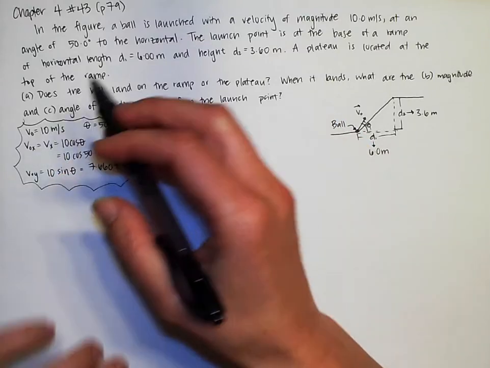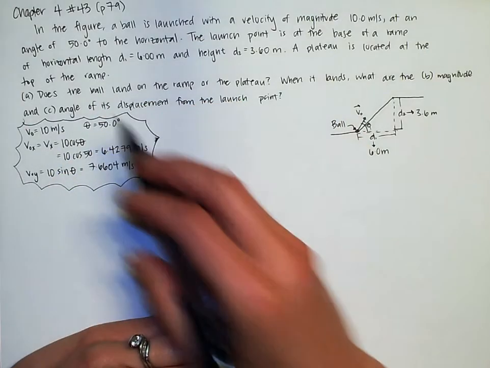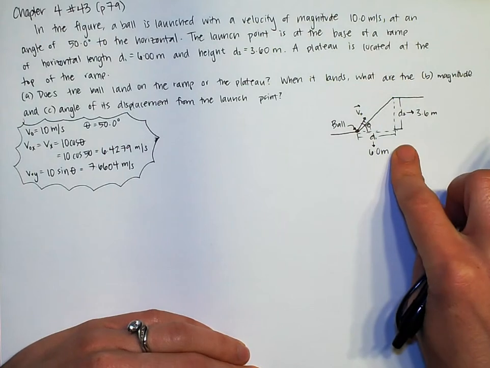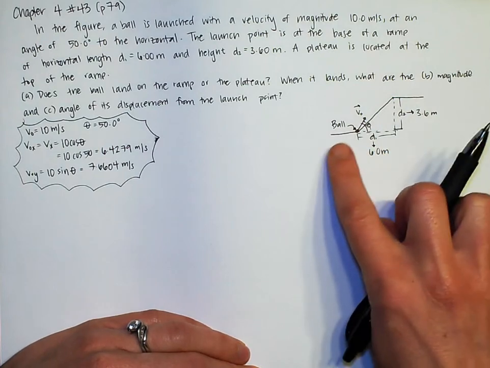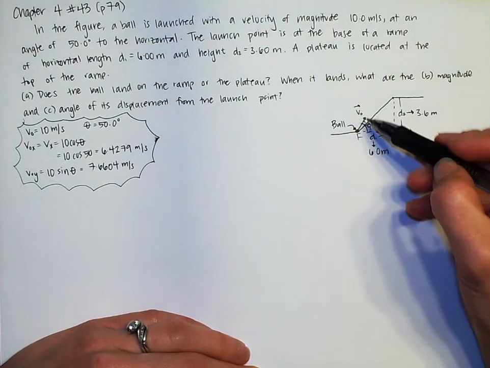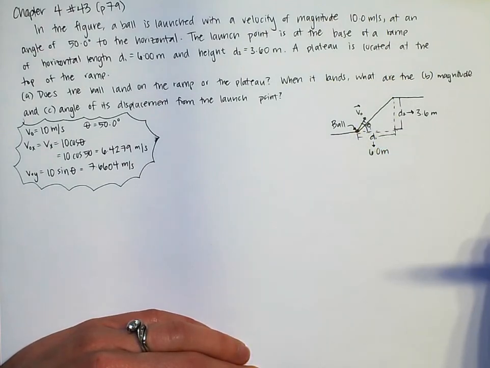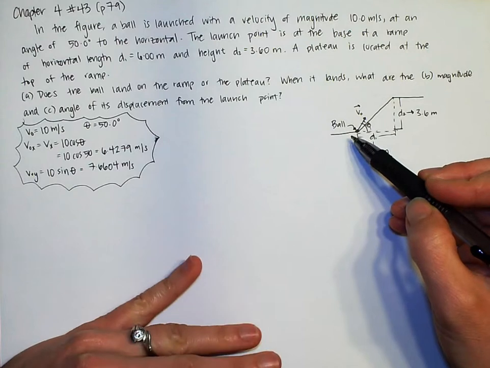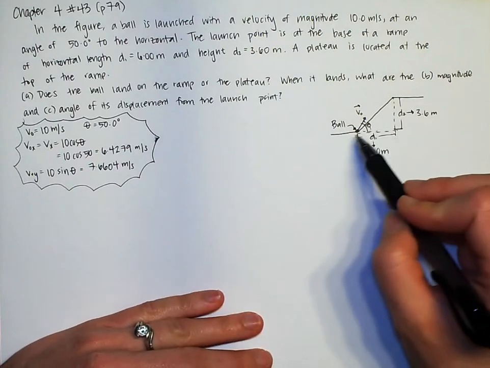Right now we're going to do chapter 4, number 43, and we have this figure right here. It says: in the figure, a ball is launched with a velocity of magnitude 10 meters per second at an angle of 50 degrees to the horizontal. I'll try to draw that angle right there. The launch point is at the base of the ramp, and the horizontal length is 6 meters.